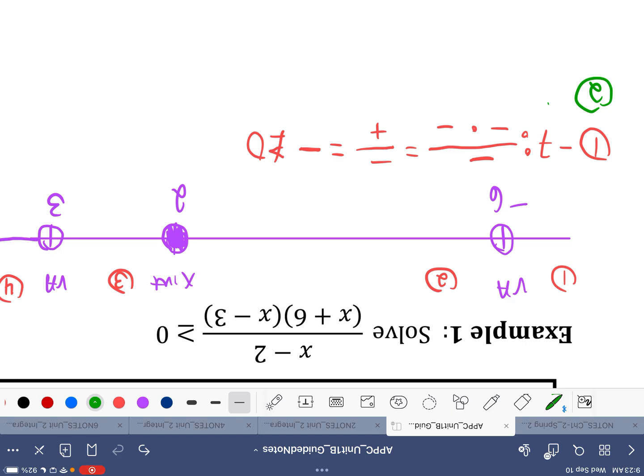0 would be easy. So 0, we got negative over positive times negative. So that gives me a negative over a negative. So negative divided by negative equals a positive. So am I shading? Yes.